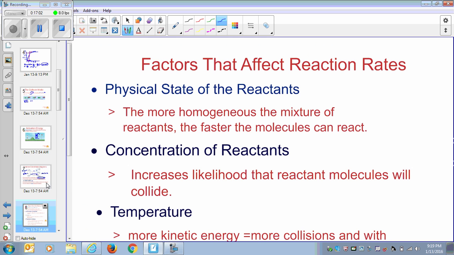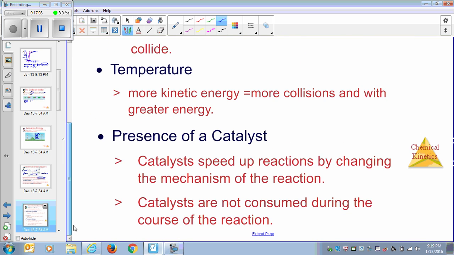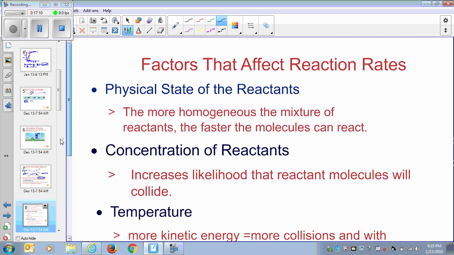The rate of reaction can be affected by the physical state of the reactants, the concentration of the reactants, the temperature, pressure, the presence of a catalyst, and some other factors as well. Light can be a factor. There are some others too that I will mention as I move further on.